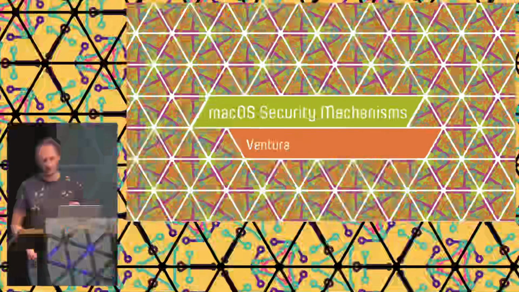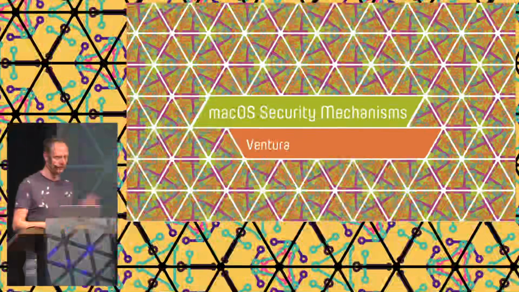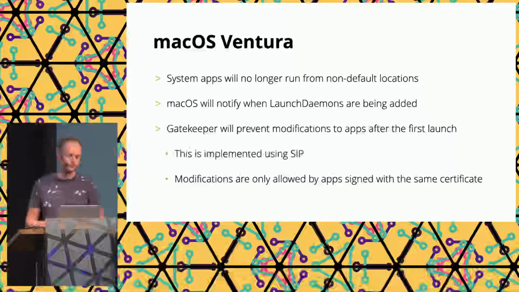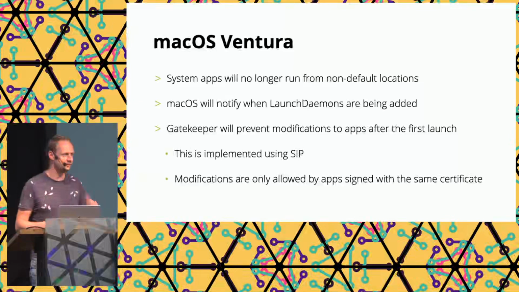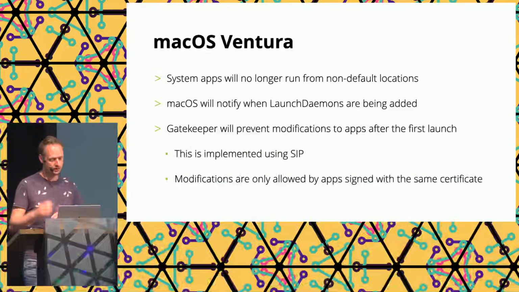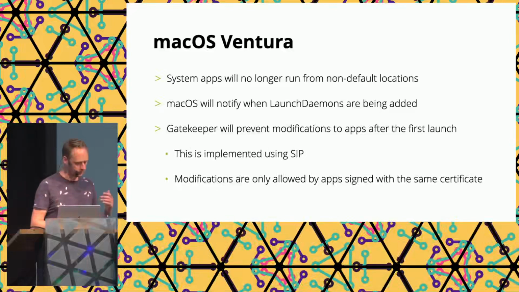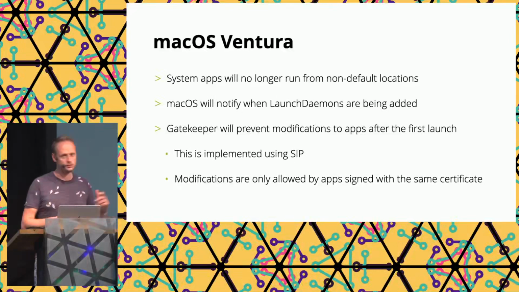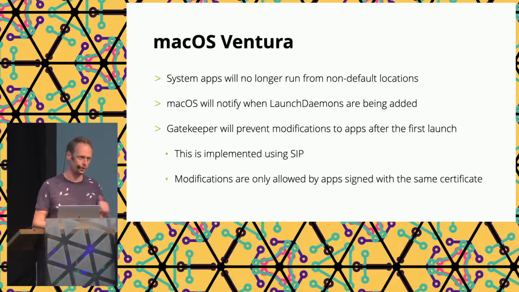The new upcoming version of macOS will have some extra features. I think these are the main ones. The first one is that system apps will no longer run from non-default locations. So if you have a system app and you move it to your home directory, or you copy it to your home directory, it will no longer launch. Secondly, macOS will now notify you when launch daemons are being added to your system. And they will be easier to manage within your system preferences, so you know which applications will start at boot.